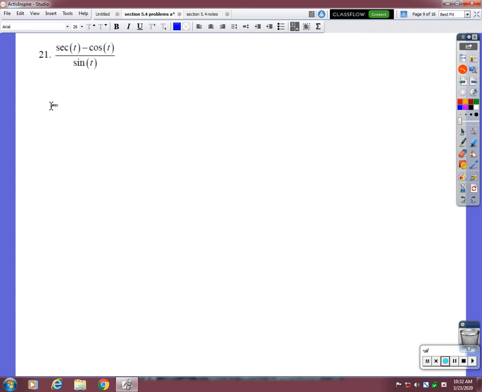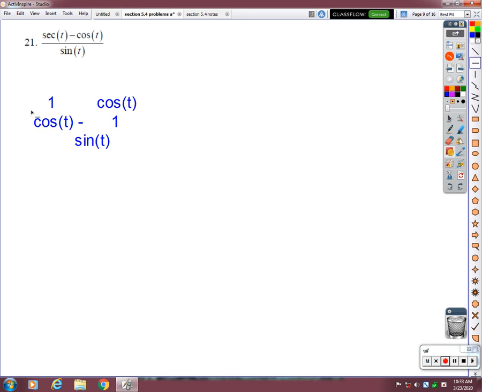Okay, let's play again. So secant t minus cosine. I'm going to rewrite secant as 1 over cosine t minus, I'm going to rewrite cosine as cosine over 1. I'm going to write this whole thing over sine. So this is a fraction, this is a fraction, and this whole thing is a fraction.